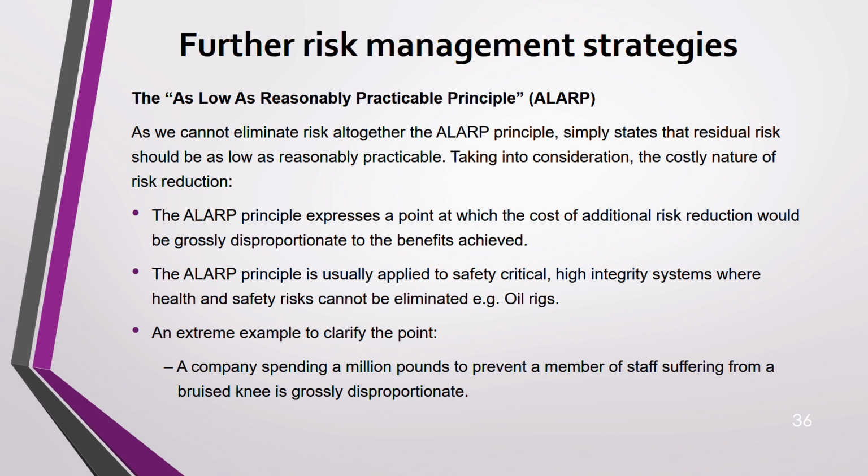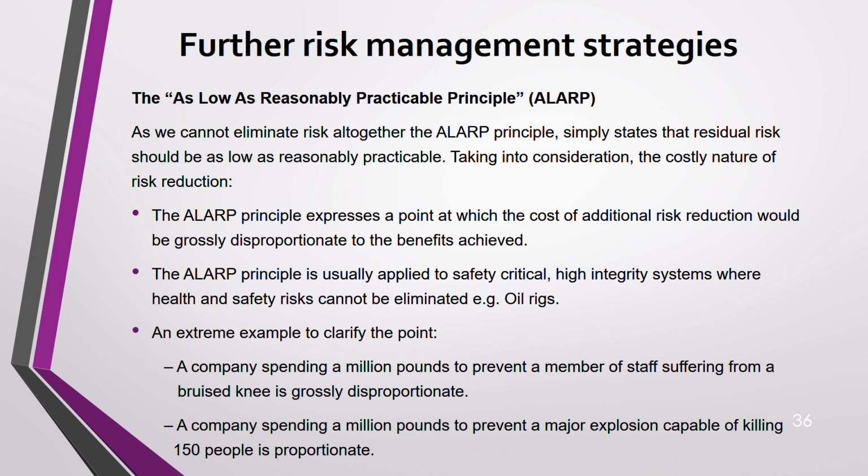Is it worth it to spend millions of pounds to prevent a bruised knee for an employee? No, the benefit will be very little, whereas the cost is very high. But in another example, you spend the same millions of pounds to prevent a major explosion which can kill 150 people. That is proportionate. It justifies that you have to reduce the risk. You cannot accept it at that point. The benefit will be more than the cost. That's proportionate. Disproportionate means the benefit will be less. Proportionate means it's good; you can reduce it.